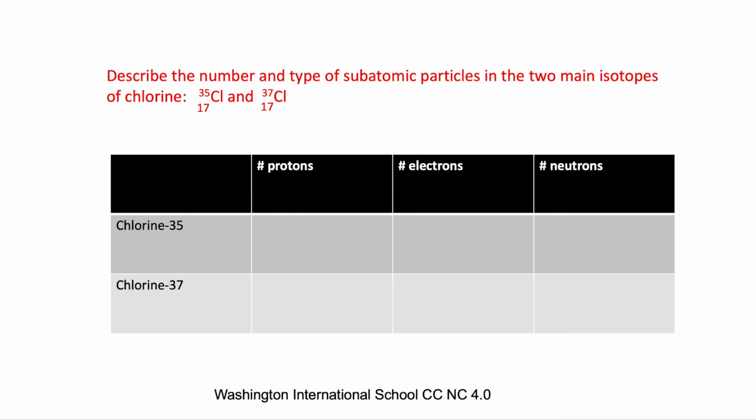And then to look at the atomic structure, list the number and type of subatomic particles for the 2 main isotopes of chlorine. And the average atomic mass is 35.45, so much closer to 35 than 37, which tells you a bit about the abundance of the isotopes.